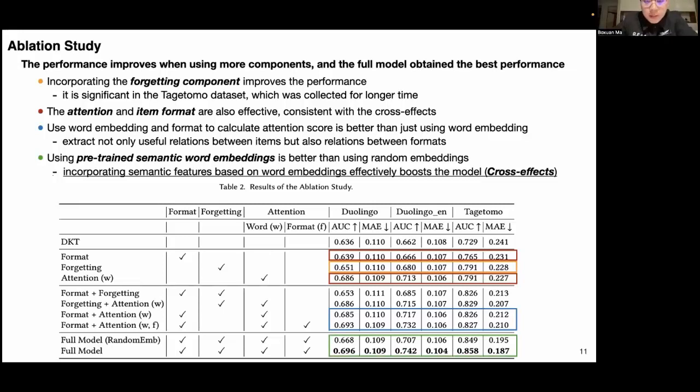Finally, we compared a variation of the model using random embedding with the full model using pre-trained word embedding. We observed a significant performance gain when using pre-trained word embeddings, which confirmed that incorporating semantic features based on word embeddings helps find semantically related words and effectively boosts the model. This result is also consistent with the cross effect phenomena.